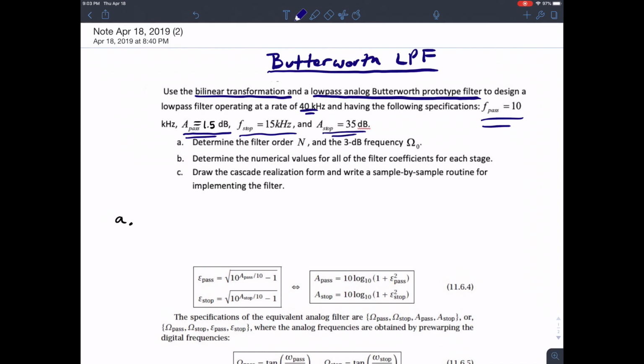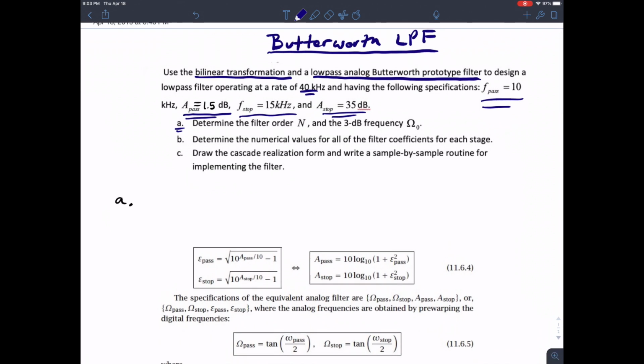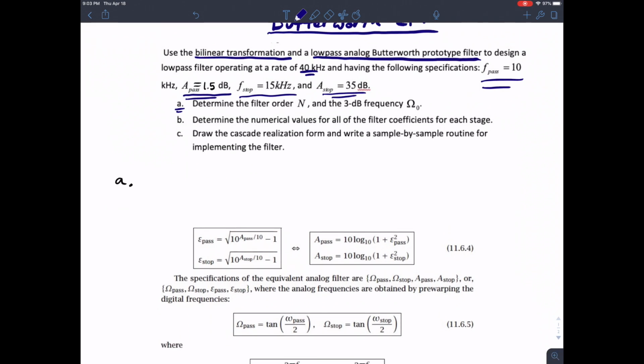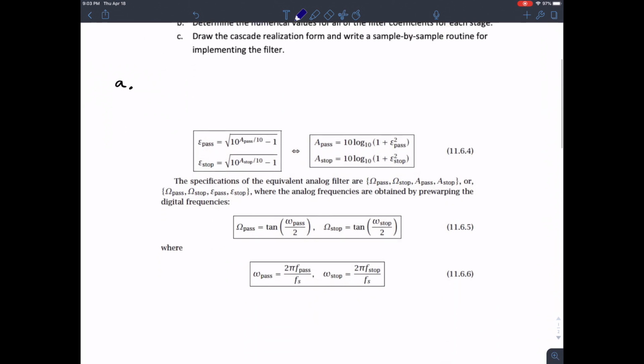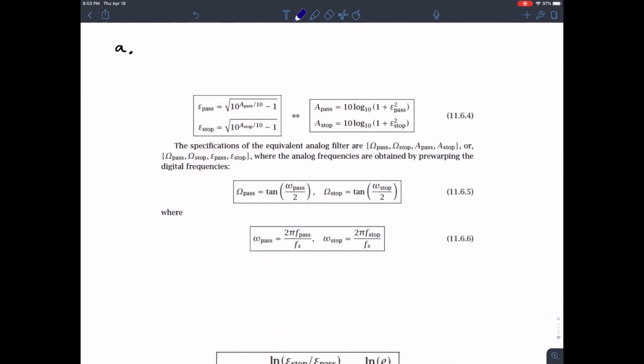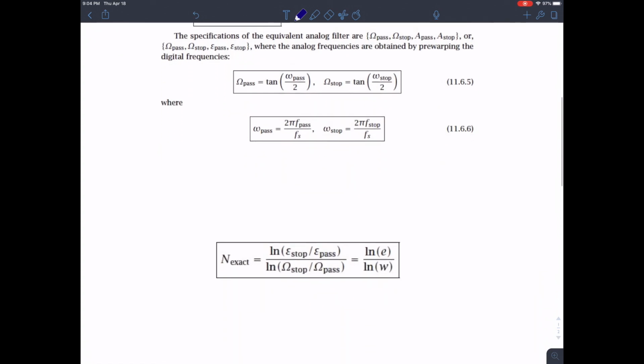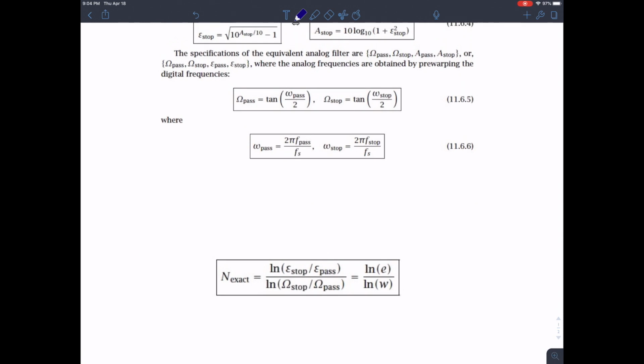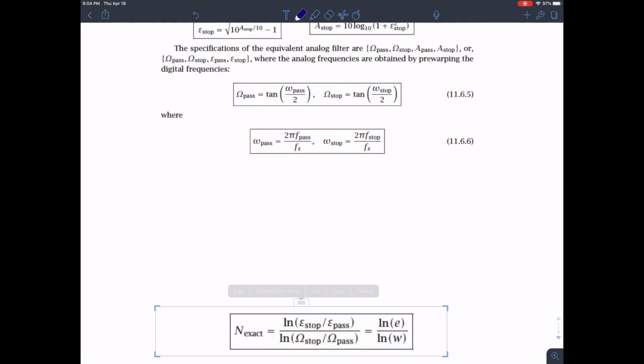So what we're going to work on is, first of all, finding the order of the filter and the 3 dB cutoff frequency, omega naught. Really it's just an application of these formulas. It's pretty straightforward. You calculate these numbers and you get there. All right, so let's get started. I'll move this formula down a little bit.